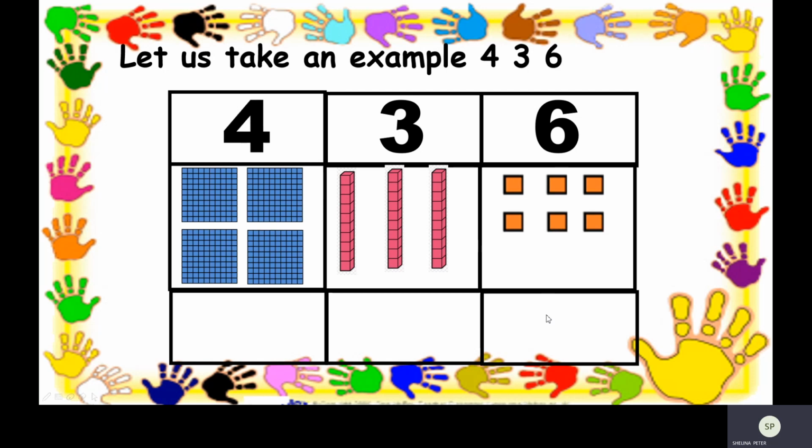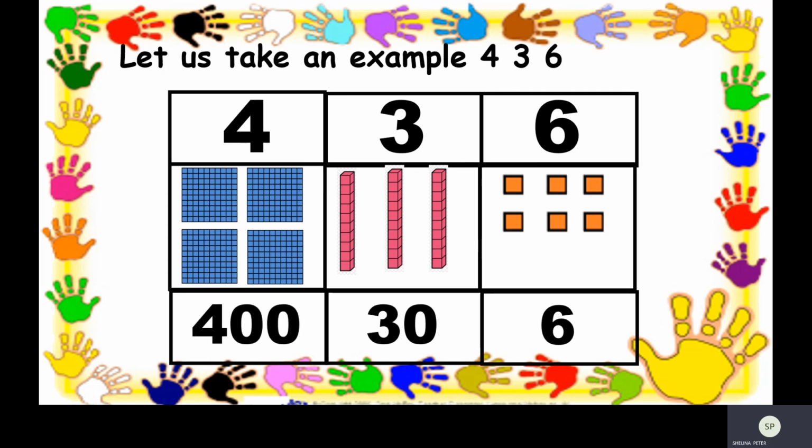Now let us see what does each represent. This represents 6. This together represents 30. This represents 400. And this together represents the number 436.